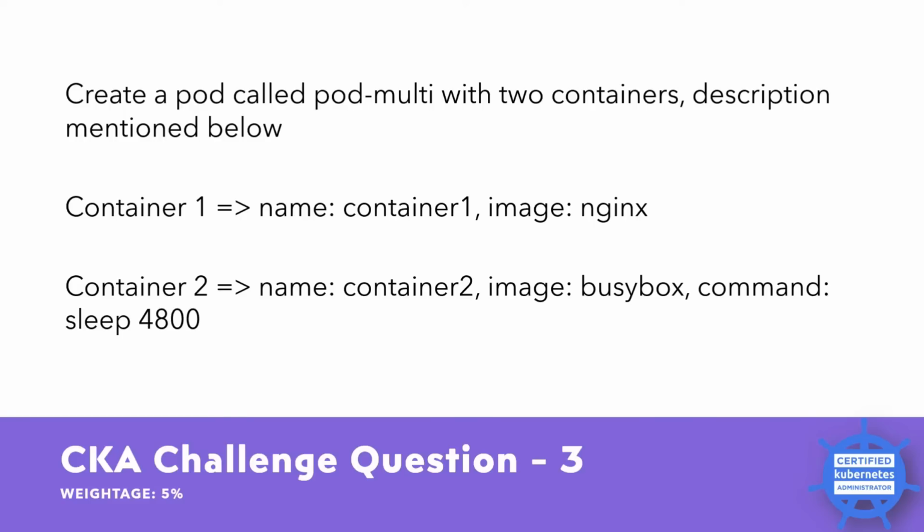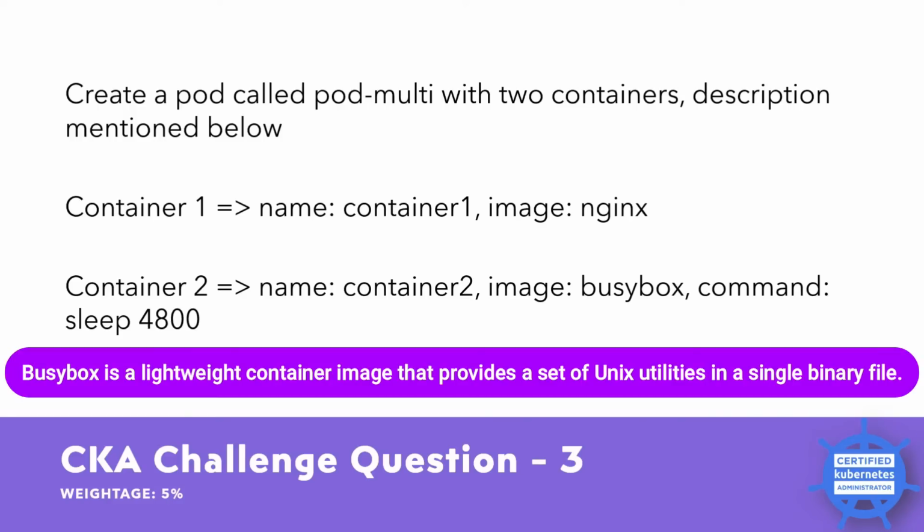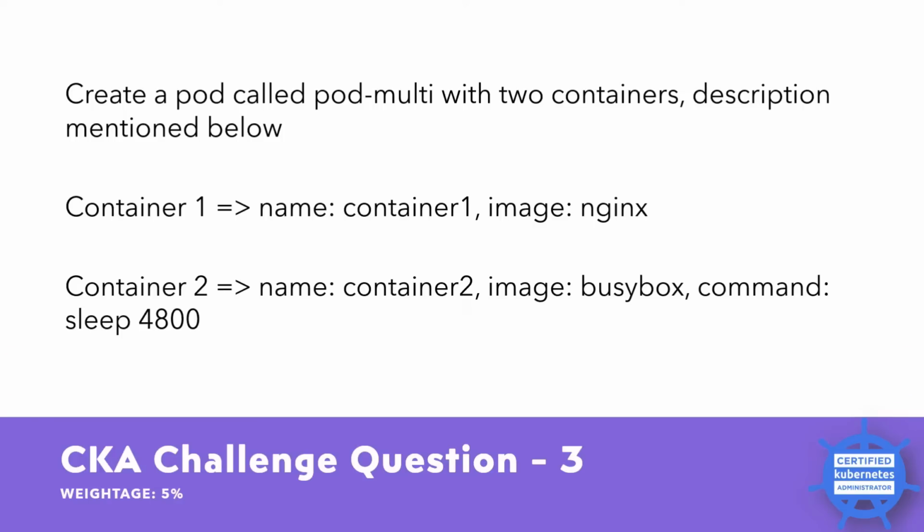The second container is named container 2 and uses the busybox image. Busybox image is a lightweight container image that provides a set of Unix utilities in a single binary file. In this case, the container is configured to run the sleep command with a duration of 4800 seconds, which means that it will run for almost 1.5 hours before completing its execution.